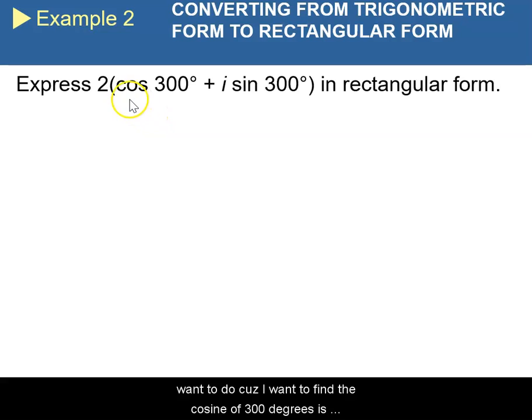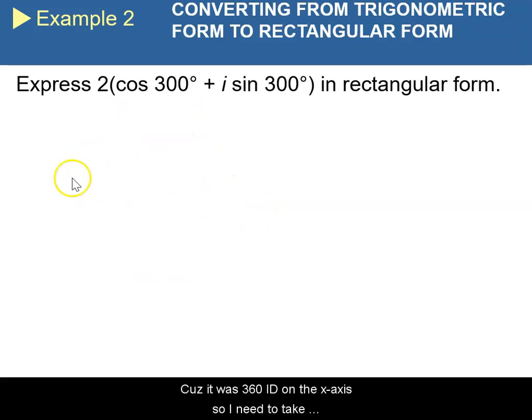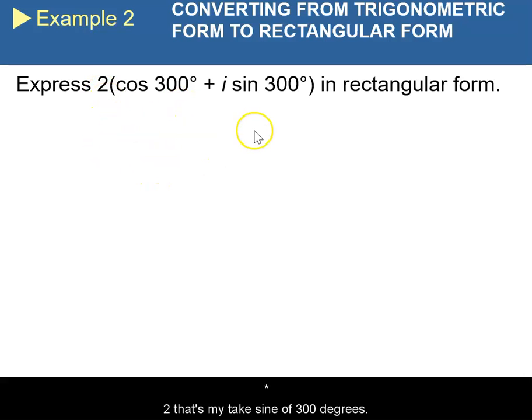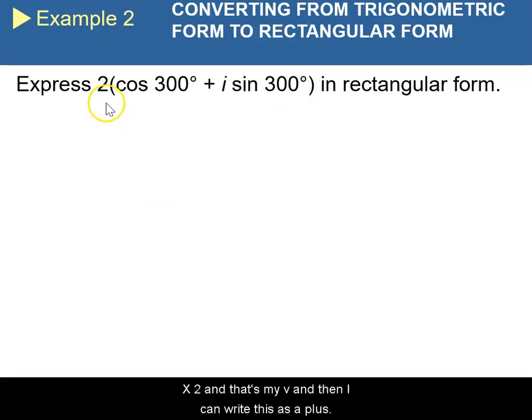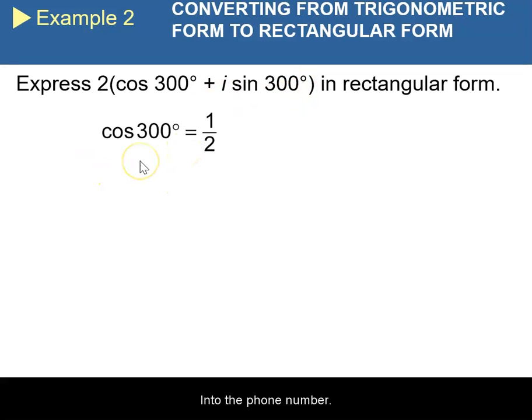So what I want to do is find what cosine of 300 degrees is, right? Which is easy. This is a standard reference angle, right? It's the same as cosine of 60, except this will be positive and sine will be negative because we are in quadrant 4, right? 300 degrees is in quadrant 4, and the reference angle is 60 because at 360 I'd be on the x-axis. So I need to take cosine of 300 degrees, multiply by 2, that's my a. I take sine of 300 degrees, multiply by 2, and that's my b, and then I can write this as a plus bi, right? So it's actually very straightforward to go into the form that we want, right?